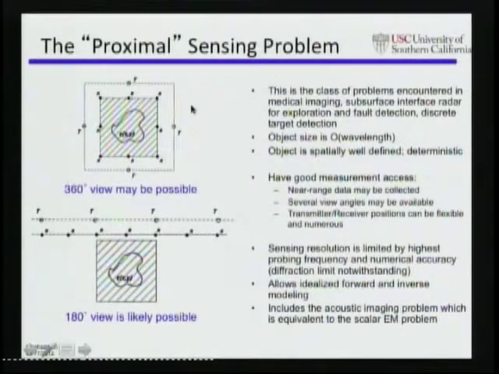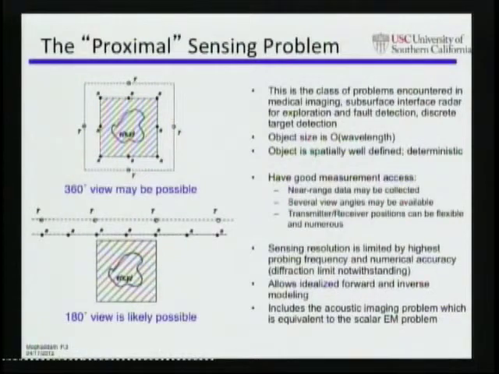This would be, for example, a medical imaging type problem. You have the human body, you're trying to figure out what's inside of it. Maybe you're just doing some diagnostics. And so the characteristics of this type of proximal problem are that the object is on the order of the sensing wavelength. So it's a small-sized object confined to a given area.